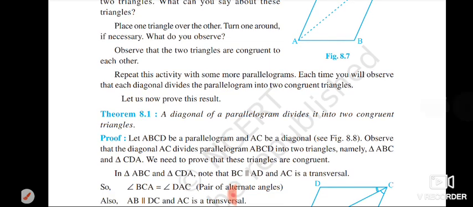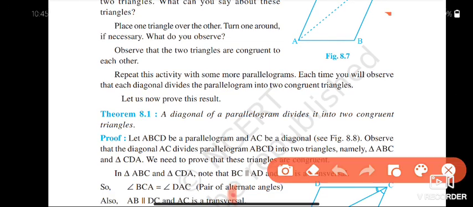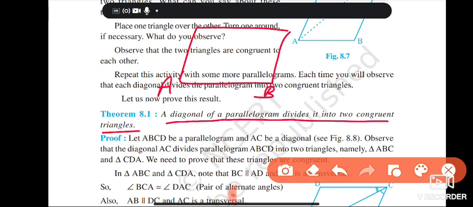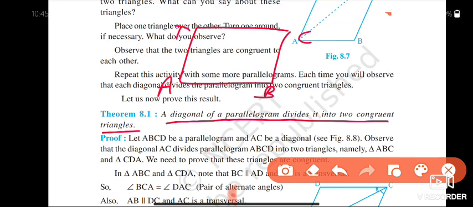Now what is the statement of this theorem? A diagonal of a parallelogram divides it into two congruent triangles. That means if we make a parallelogram over here, suppose this is parallelogram ABCD, and we draw a diagonal in the parallelogram, that is diagonal AC. As soon as you draw this diagonal, it will divide your parallelogram into two triangles, and those triangles must be congruent.